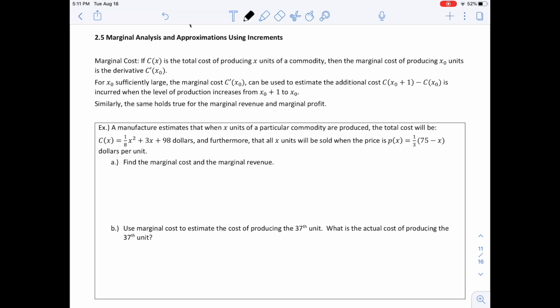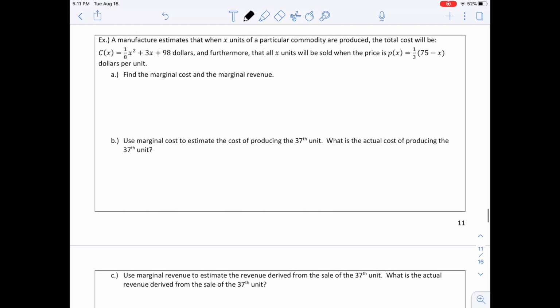So the next example that we have says a manufacturer estimates that when X units of a particular commodity are produced, the total cost will be C of X equals 1/8 X squared plus 3X plus $98, and furthermore, that all X units will be sold when the price is equal to 1/3 times 75 minus X dollars per unit. Find the marginal cost and the marginal revenue.